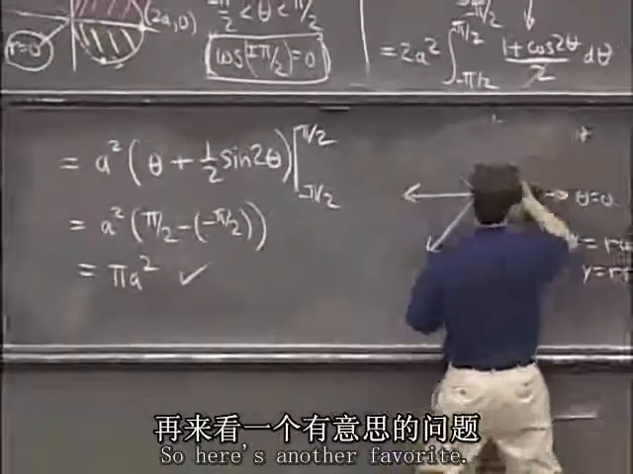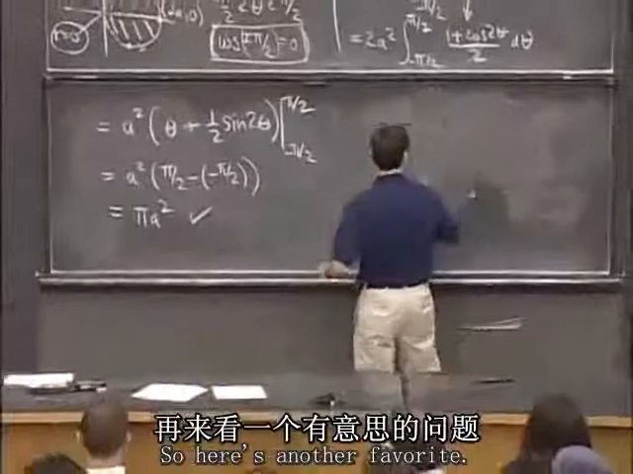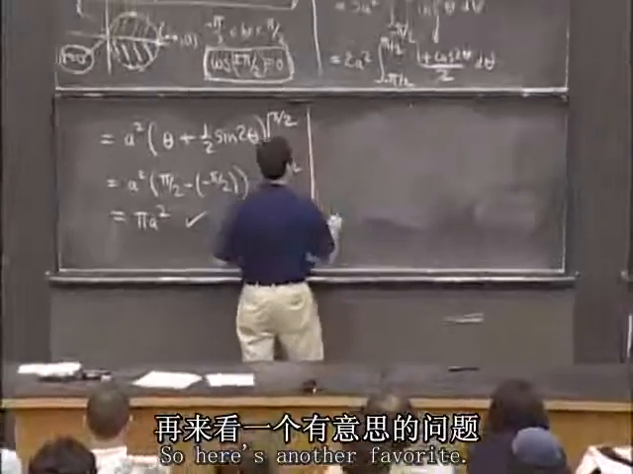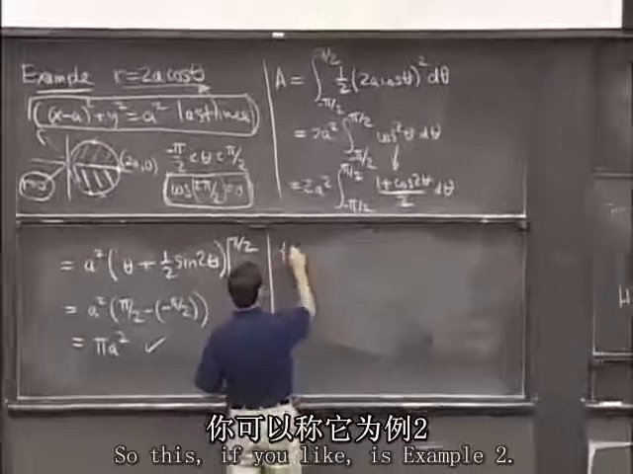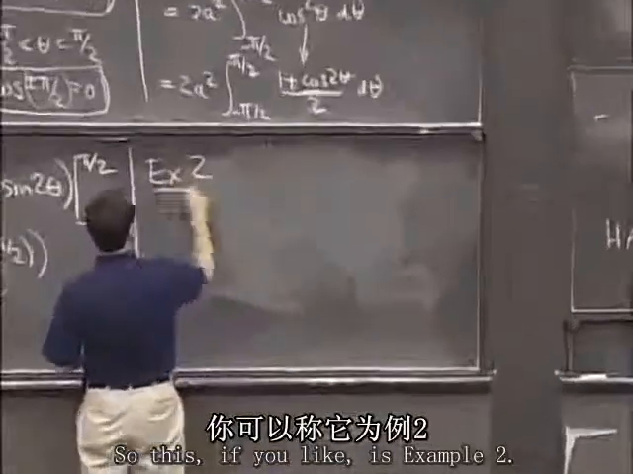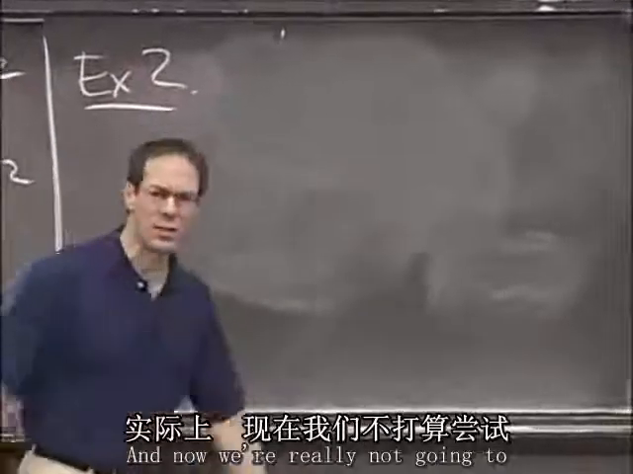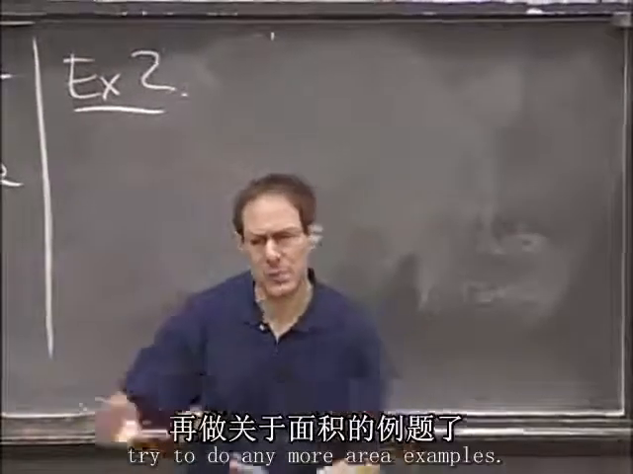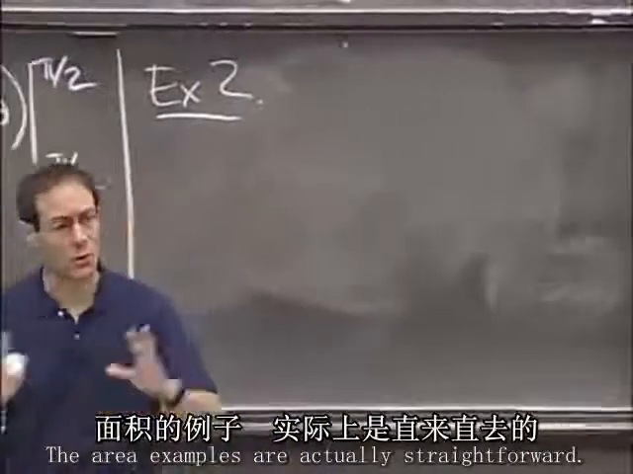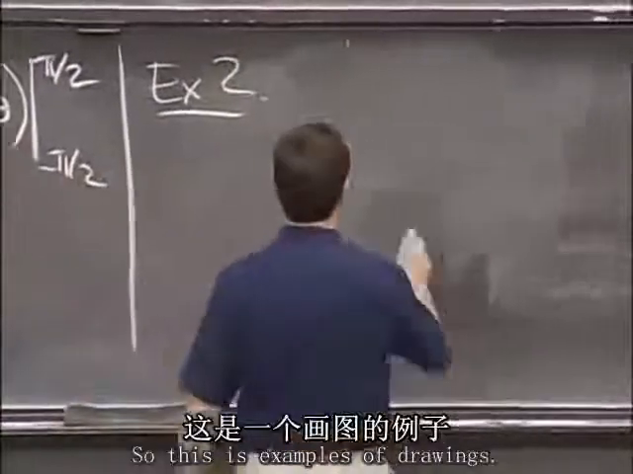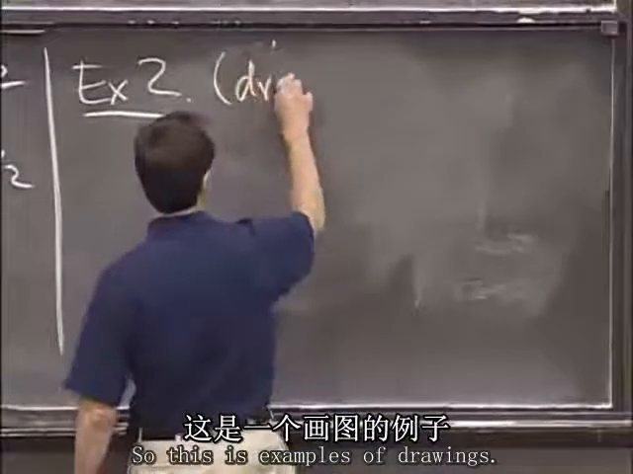So here's another favorite. So this, if you like, is example 2. I guess we had an example 1 up there. And now we're really not going to try to do any more area examples. The area examples are actually straightforward. It's really just figuring out what the picture looks like. So this is examples of drawings.